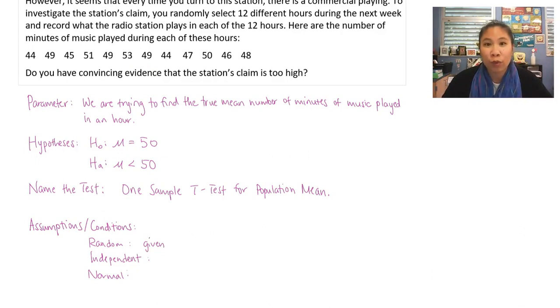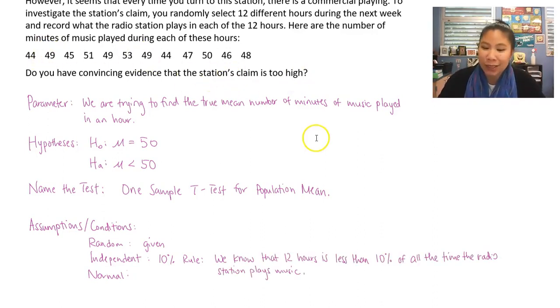Independence, we can check for independence by using that 10% rule. If we look at the population, if a sample is just different hours and the number of minutes it was being played, then the population would be like all the time that this radio station could be playing music. So we know the 12 hours that we have in our sample is less than 10% of all the time that a radio station could play music.